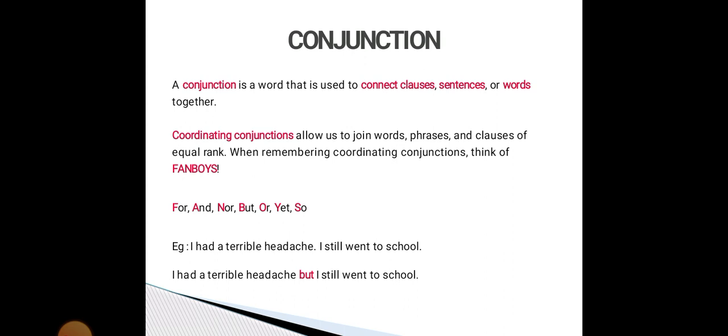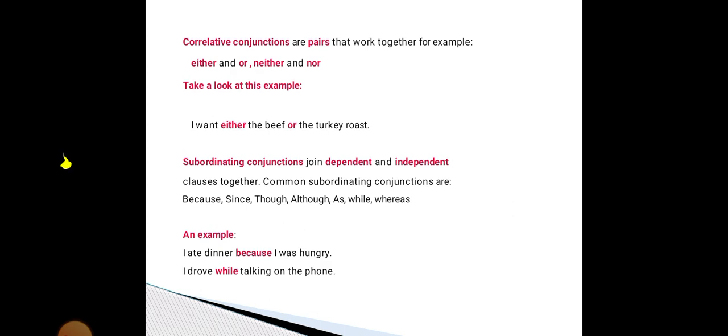Next, we can see about correlative conjunctions. What are correlative conjunctions? Correlative conjunctions are pairs that work together. For example, either and or, neither and nor. Take a look at this example: I want either the beef or the turkey roast. Here, either and or join these two parts by using the correlative conjunction. So what are the examples for correlative conjunction? Either and or, neither and nor.